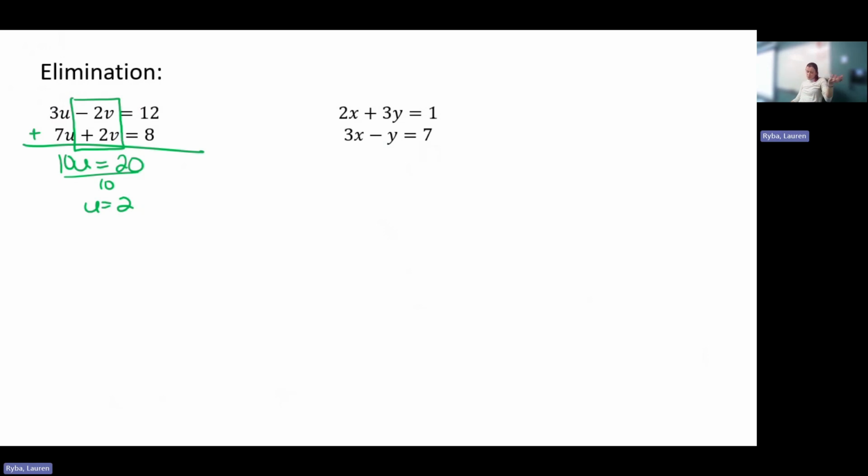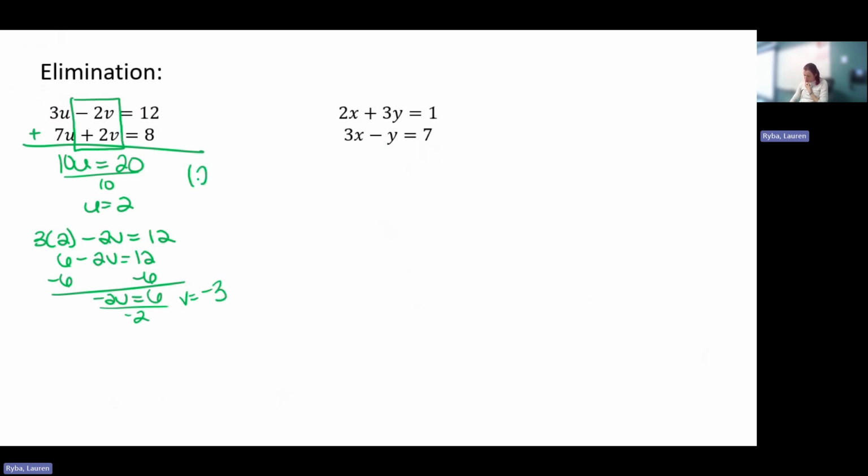Now I'm going to plug that back in. Pick your option, first or second, it doesn't matter. So 3 times 2 minus 2v equals 12. What does that give me? 6 minus 2v equals 12. So I'm going to subtract 6 from both sides. Generally, I don't like the -1. I don't know why I picked this one, but whatever. -2v equals 6. If I divide by -2, v is -3. So u alphabetically is before v, so 2, -3 is the final answer.